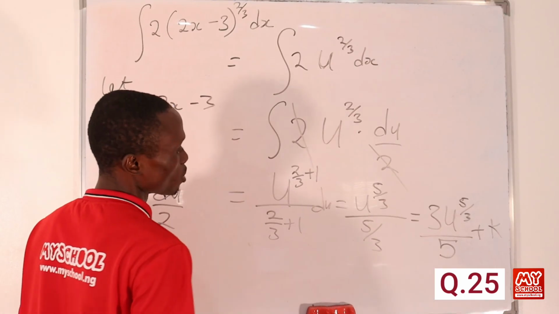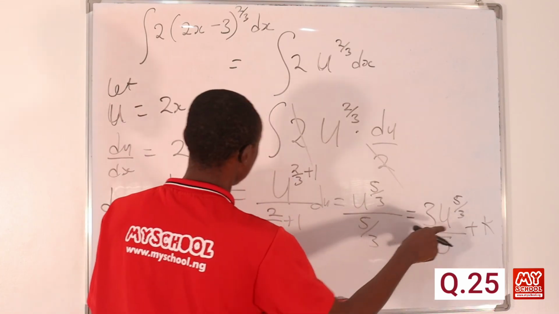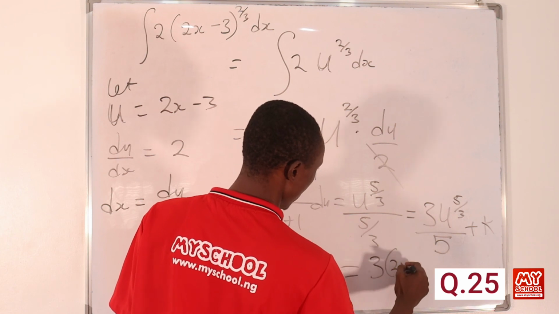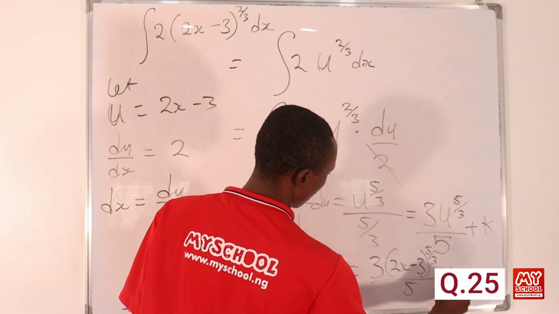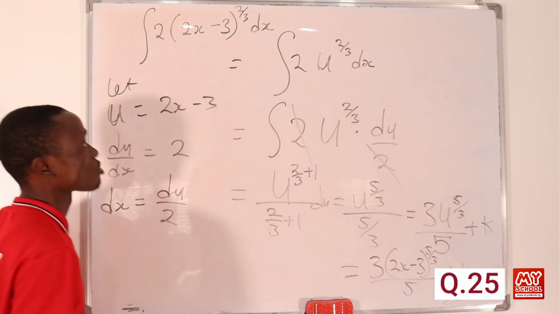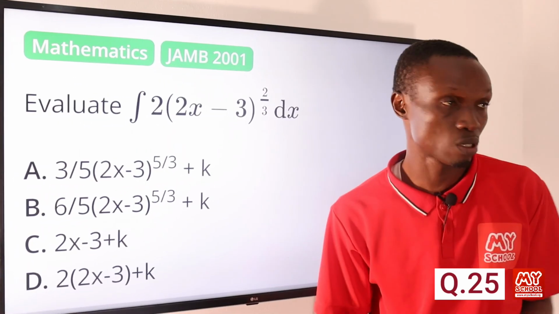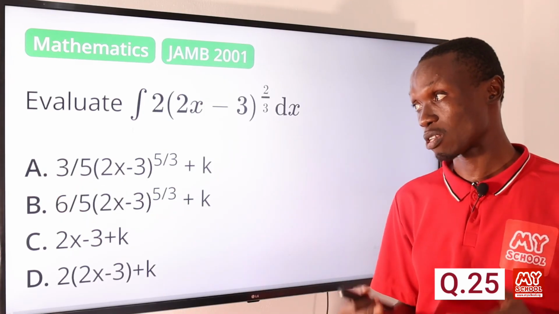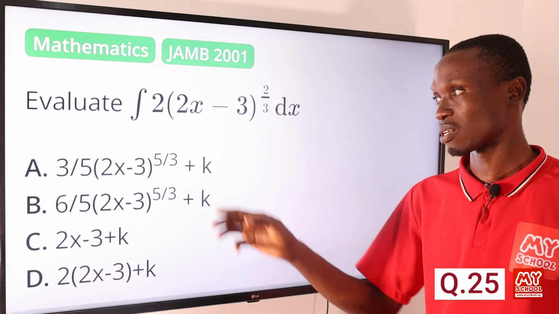But remember that our u equals 2x minus 3. So in place of u, we replace it with 2x minus 3. So our final answer becomes 3(2x minus 3) raised to power 5 over 3 all over 5 plus k, our constant. So the integral of this is equal to this. Let's return to the screen to pick the correct answer. From our calculation, the option that agrees with our calculation is option A: 3 over 5 times (2x minus 3) raised to power 5 over 3 plus k.